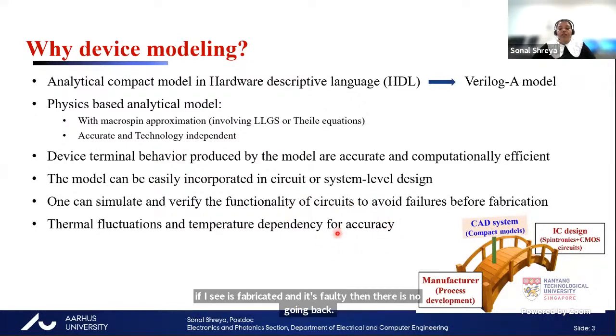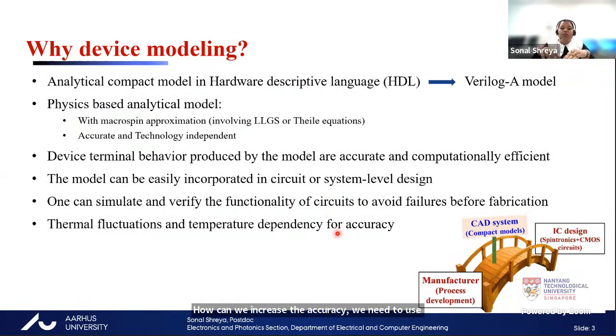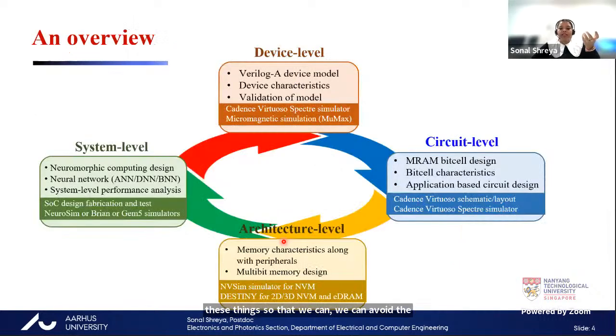To increase the accuracy, we need to use less approximation, and we can incorporate the thermal and temperature dependency, thermal fluctuations and all these things, so that we can avoid the normal problems that the model can have.